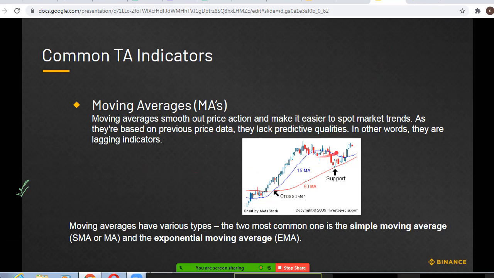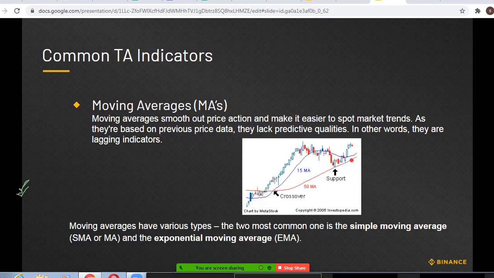Now, the next indicator we're looking at is the moving averages. The moving average is a very widely used tool, but it lags behind the markets. What do I mean by that? It lags behind the market means it does not follow the market as it is. It's not telling you what the market is doing at that particular spot. So they lack predictive qualities. In other words, they are lagging indicators. They lag behind the markets.